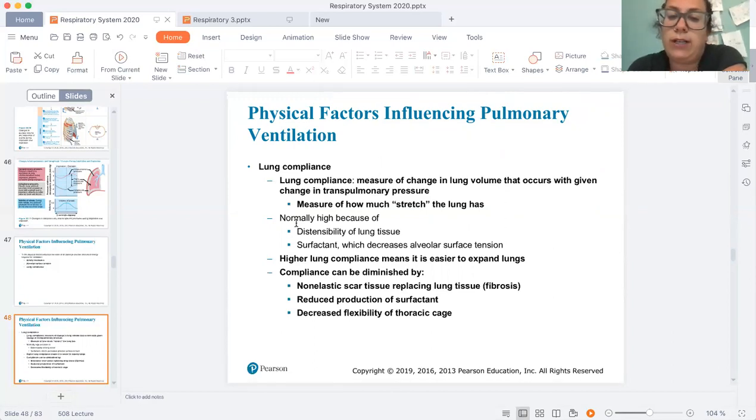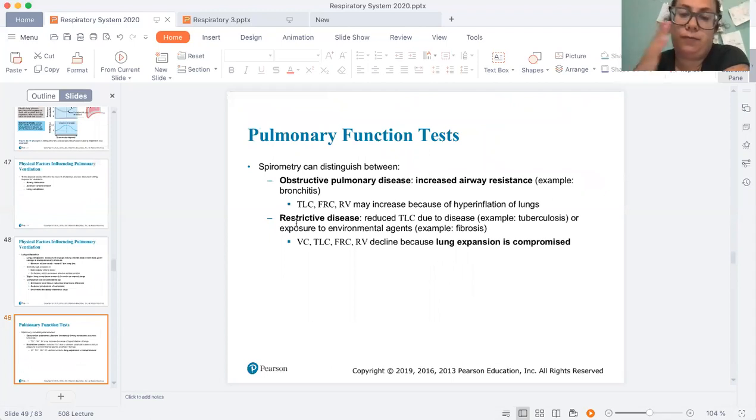And when compliance is diminished, it actually affects our ability to bring air in and out of our lungs. So a lot of times when there's fibrosis, fibrous tissue replacing the lungs, that's going to disrupt the compliance, or the ability of the lung to stretch. If we don't have enough surfactant, we can't get that stretch. And if for some reason the thoracic cage, that cartilage, is unable to expand and be flexible, that will affect the lung compliance as well.